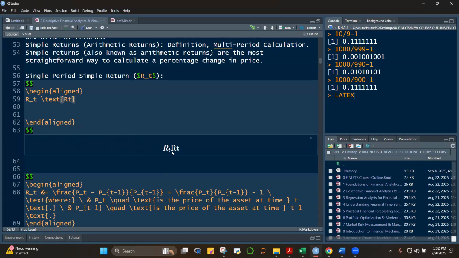It's R subscript t. But if I put a subscript here, class, R underscore t, it will not generate the subscript. That's why when you're writing variables where you need to put subscripts, class, you don't use this one. You don't use slash text. You just use this one, R underscore t. So this is a poor way of writing the variable R sub t.